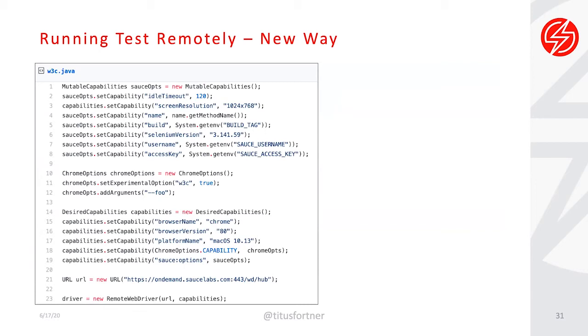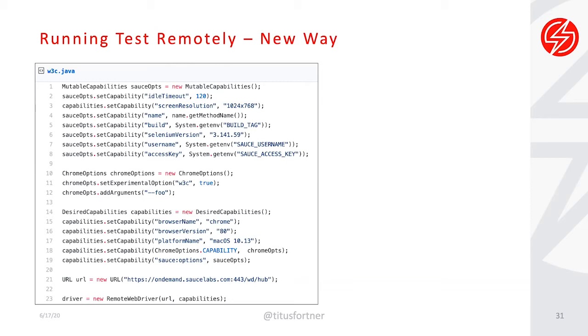Java made things easy for people running locally. It made it a little bit more difficult for running remotely, just because if you have third-party options, you now have to use this new mutable capabilities class. And so now we're creating a sauce ops instance in line 1, and we are setting all of the Sauce Labs specific things in lines 2 through 8. We are no longer using driver desired capabilities dot browser name in order to get that. That used to be one thing that people would do. That's now officially deprecated.